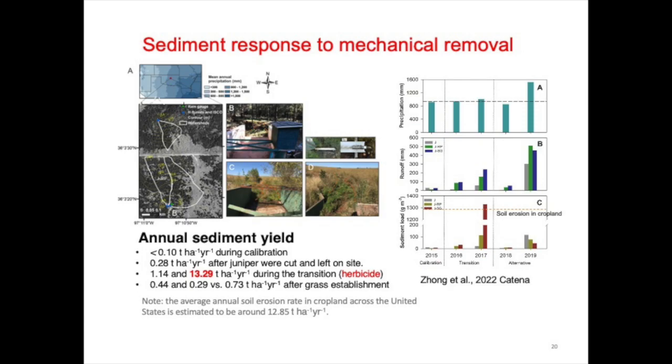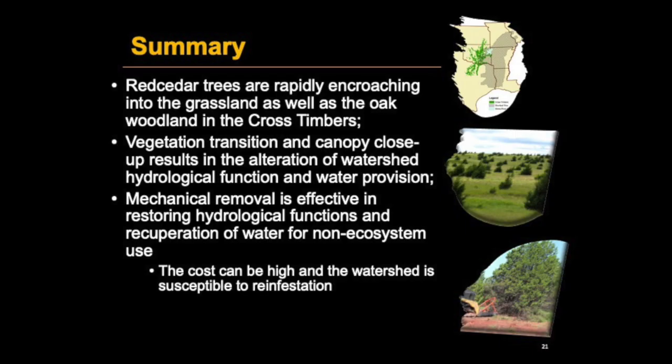So now, to sum up. Eastern redcedar trees have roughly encroached into the grass and oak woodland in the Cross Timbers, at least in the north part of the Cross Timbers where I work. And vegetation transition and canopy closure result in the alteration of watershed hydrological function and water partitioning, at least in our system. And the mechanical removal is effective in restoring the hydrological function and recuperating water for next use. That means water getting into the reservoir and the stream. But the cost can be high, and the watershed is actually susceptible to reinfestation.